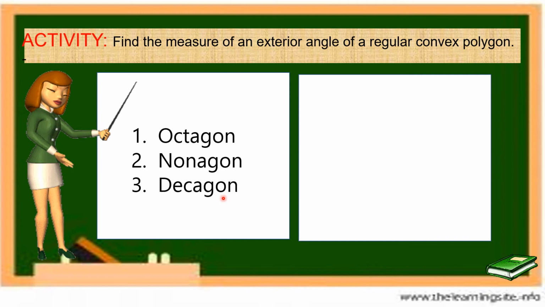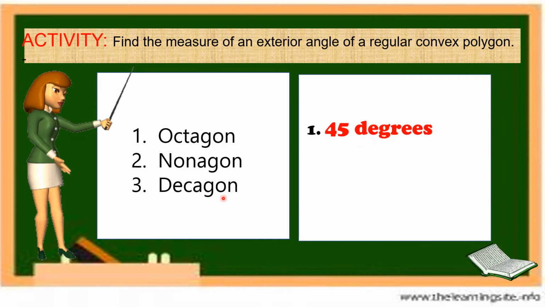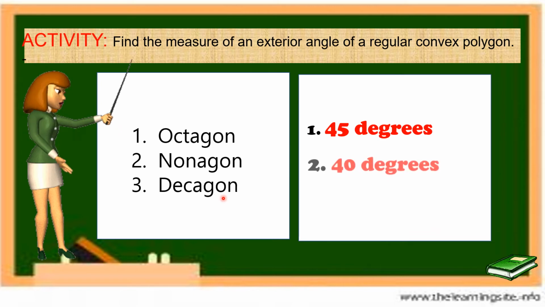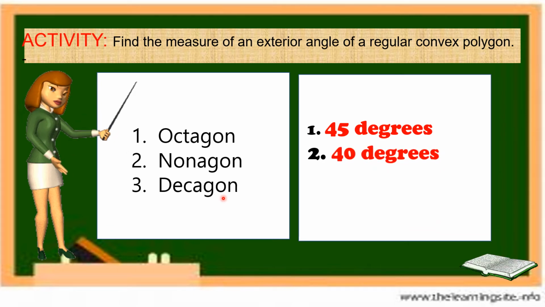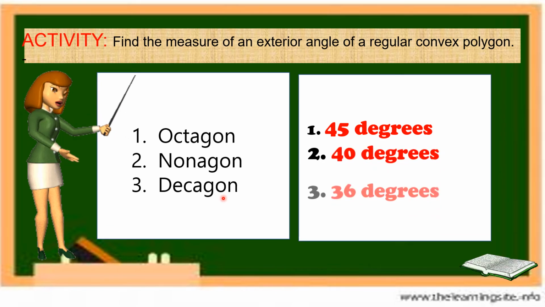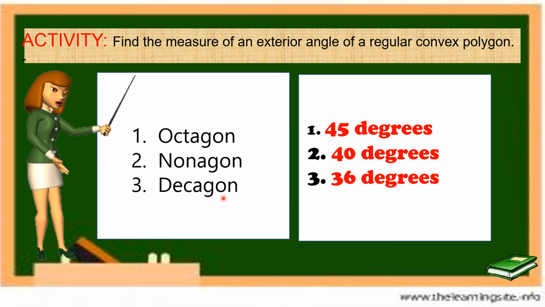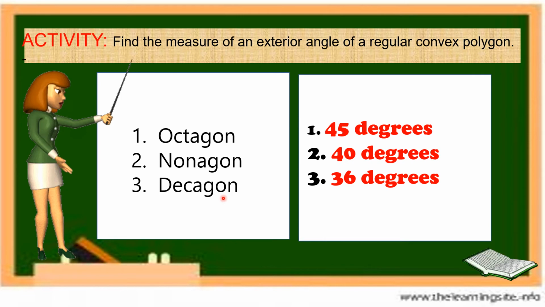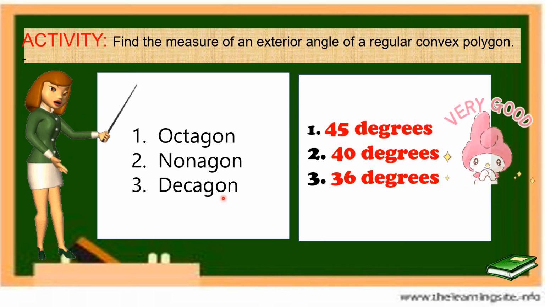For number 1, what is the answer? The answer is 45 degrees. 360 divided by 9, that is 40 degrees. And 360 divided by 10, that is 36 degrees. Did you get the correct answer? Very good!